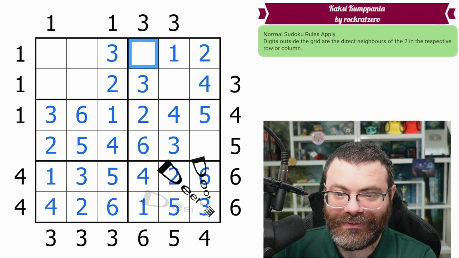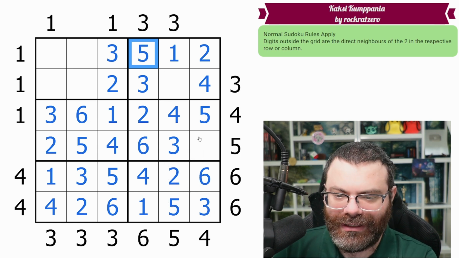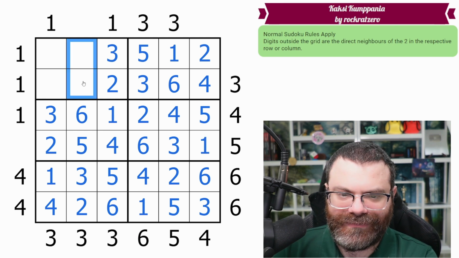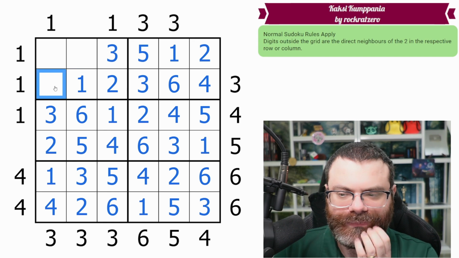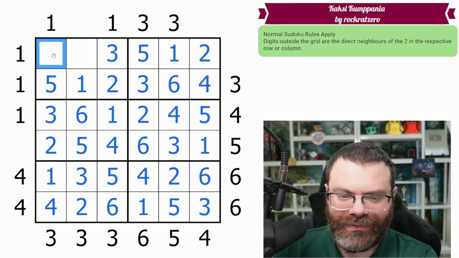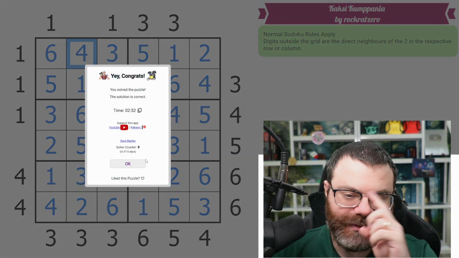Oh, we get a deet in the corner. Nice. That's a 5. That's a 6. That's a 1. And then we can just finish these. This 2 needs a 1 next to it, so we can fill that. This is a 5 for the row. This is a 6 for the column. This is a 4, and we're done.